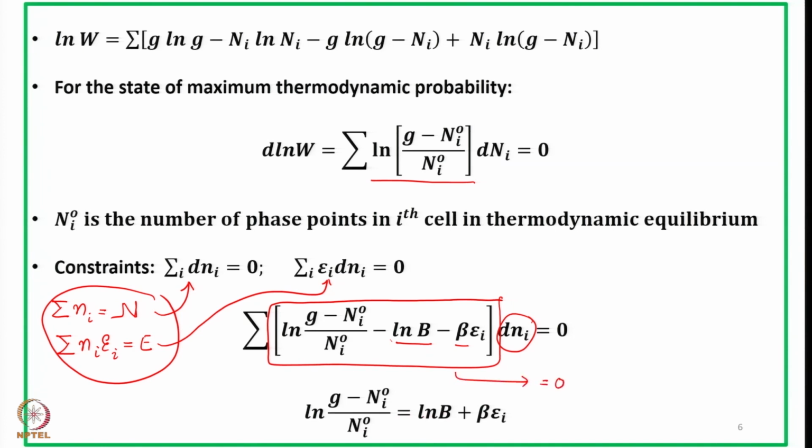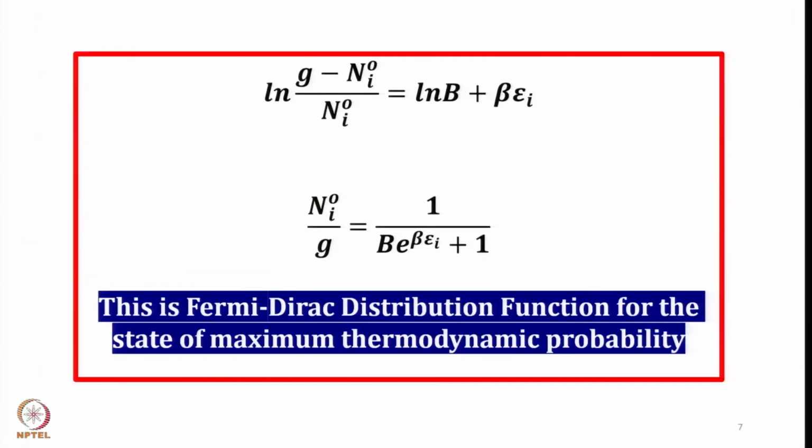Now we are moving closer towards our result. From the previous equation, we got log (g minus ni naught) over ni naught is equal to log b plus beta ei. Once you remove the logs, the expression that you get is ni naught upon g equal to 1 over (exponential of beta ei plus 1). Here also, you remember in Bose-Einstein statistics there was a negative sign, and here we are getting a positive sign.